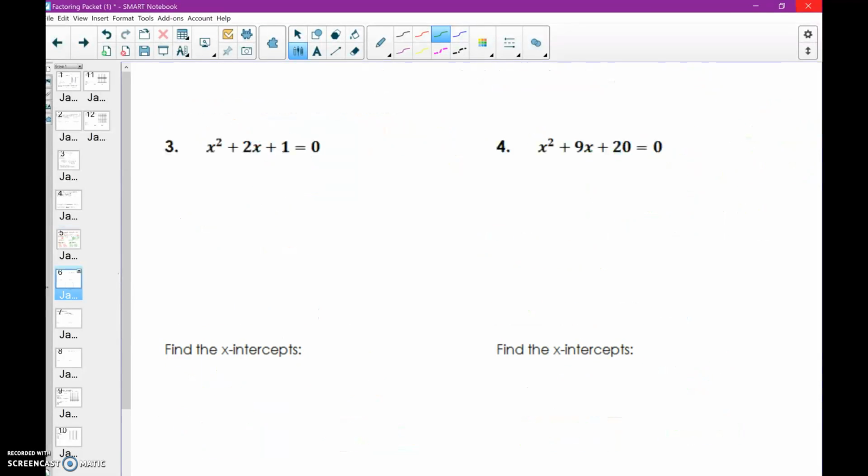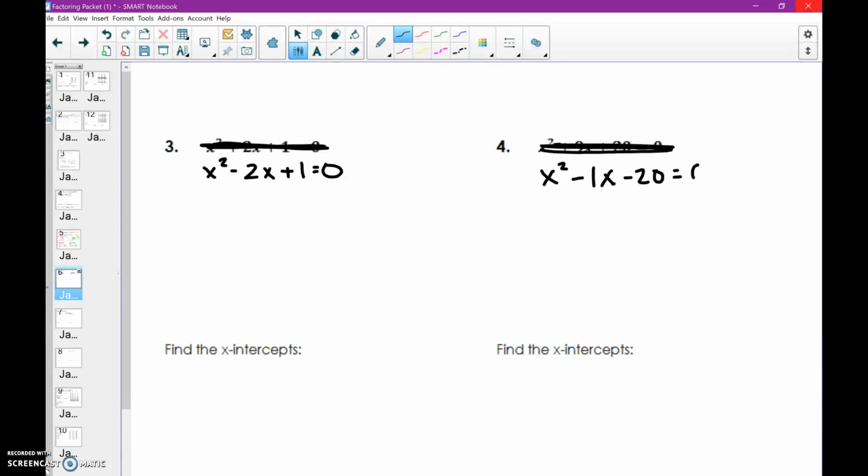Now I'm also going to do these ones with you, but I do want to change them a little bit. So if you jumped ahead, you're going to have to readjust. So go ahead and change it to this, and then this one. We'll make it like that. Okay, so then let's start our factoring process.